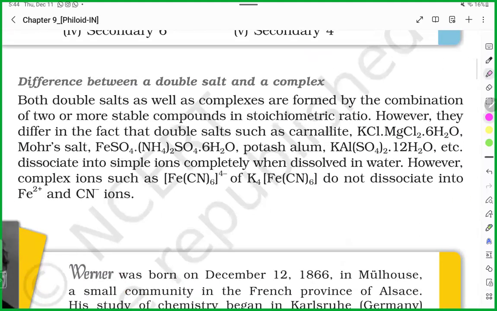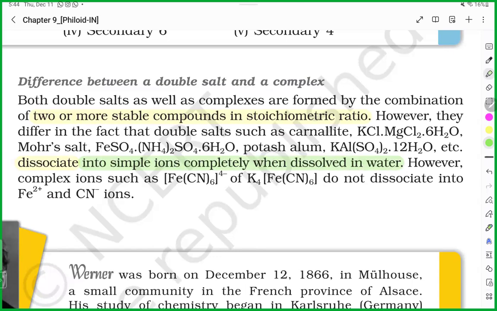What is the difference between the double salt and complex compound? First, you have to tell what is common. Both double salt and complex compound are formed by two or more stable compounds in a specific ratio. The difference: double salt can dissociate into its simplest form when dissolved in water. Double salt dissociates into simple ions when you dissolve it in water.